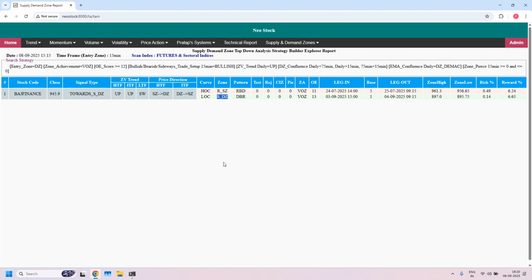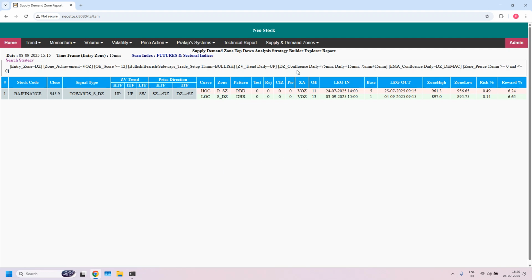Provided lesson 20 checklist items are satisfied. Otherwise, there are higher chances of zone violation. So this is a bullish trade setup for daily income trade.